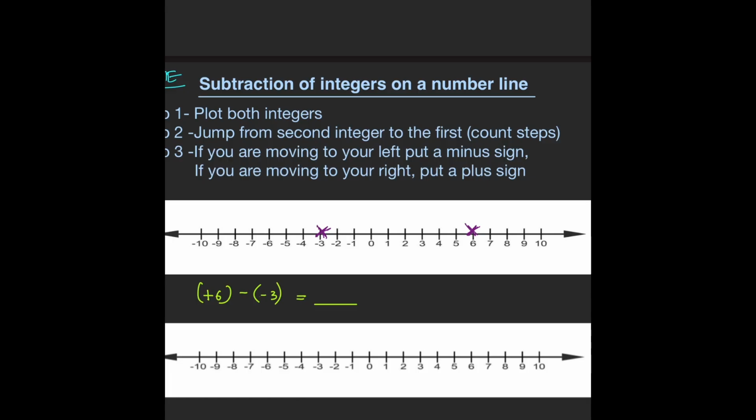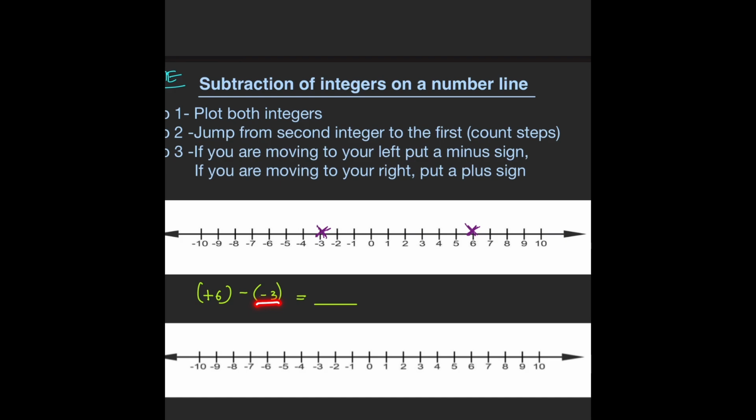Jump from the second integer to the first and count steps. What does that even mean? Jump from the second integer means, see, these are the two integers. When I say second integer, it means the integer that is to be subtracted.